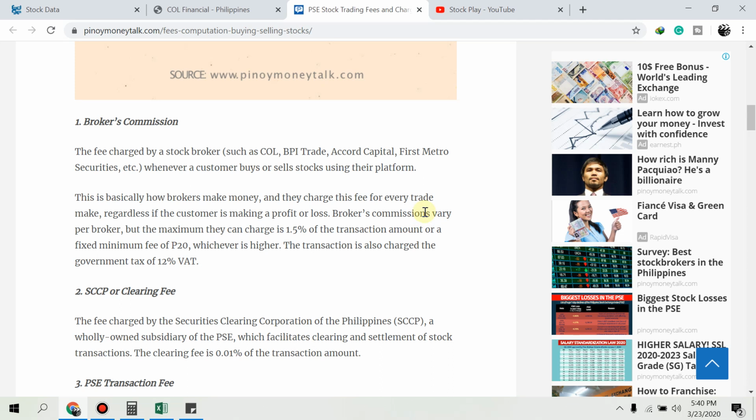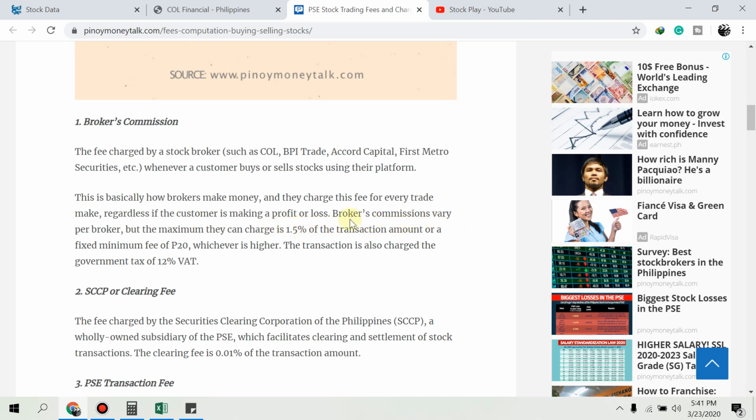So, syempre guys, yung ating mga broker like COL, BDO Nomura, BPI Trade, dito sila guys kumikita. Kapag bibili tayo, in every trade na gagawin natin, so meron silang fee doon na sinisingil sa atin. Either buy or sell. So, wala silang pakialam kahit malugi tayo, still kumikita pa rin sila. So this is basically how brokers make money, and they charge this fee for every trade made, regardless if the customer is making a profit or loss.